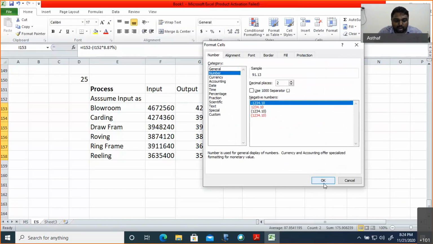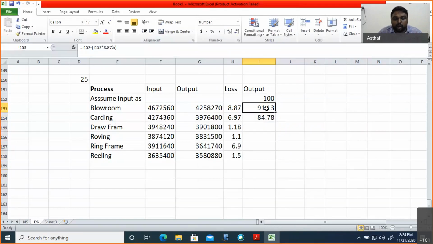So I will repeat once again. 91.13, how do we get it? 100 minus 8.87. Here 91.13 minus 6.97%. Now here what will come? This is your output. You have to minus what? 1.18%. You have to minus 1.18%. So you will get what? 83.78. So I am telling how we are making the output.